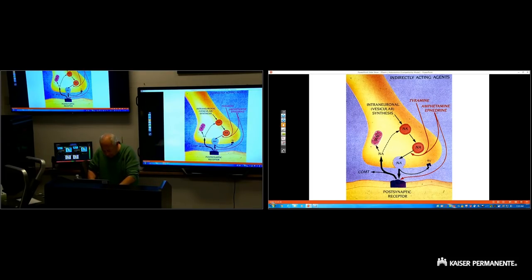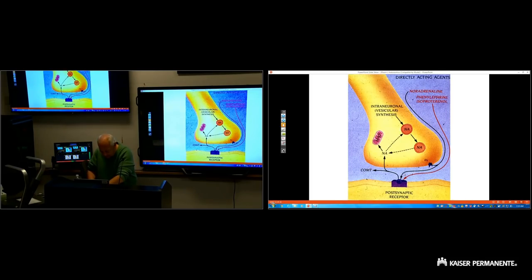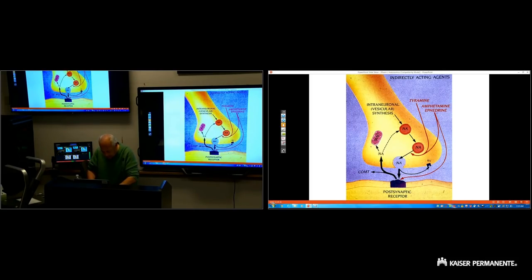So norepi gets released, does its thing, taken back up into the nerve, some diffuses away, etc. So basically, this is a drug that causes norepinephrine release. Is that going to be sympathomimetic or sympatholytic? Sympathomimetic, right? You're causing catecholamine release.